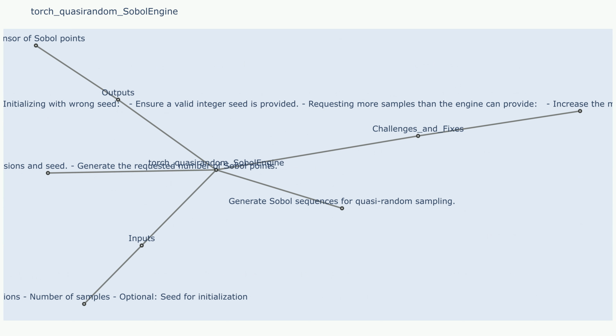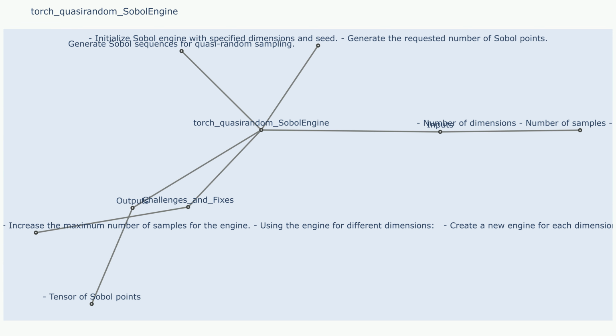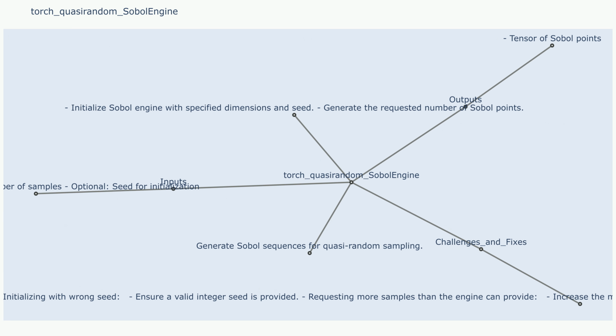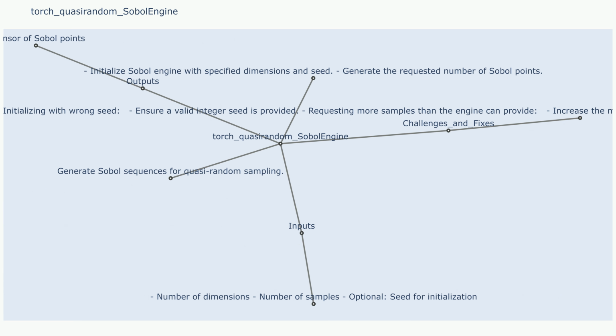Challenges and fixes. Challenge 1. Generating a large number of Sobol points can be memory intensive. Sample use case that resulted in challenge 1: a user needs to generate 1 million Sobol points in 100 dimensions, which requires a significant amount of memory. Fixes to challenge 1. Consider using a generator approach to generate points in batches, rather than generating all points at once. This can be more memory efficient, especially for high-dimensional problems.